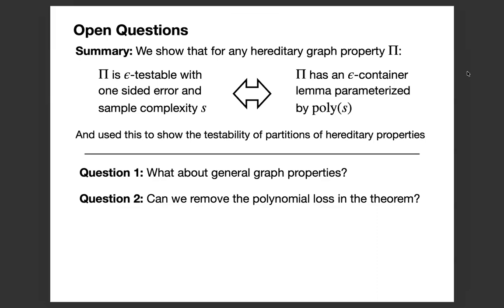Again, Robert asked, can we remove the polynomial loss in the theorem? Great question.